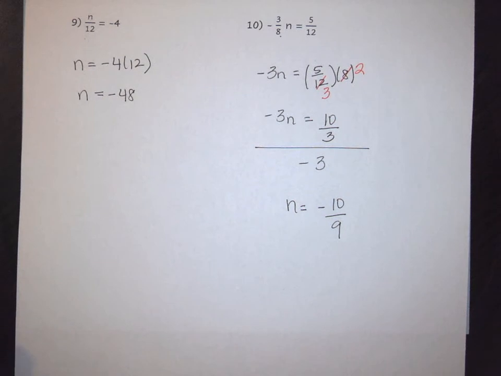So I hope that helped explain what it means to solve linear equations using a single one-step equation. Again, remember, you want to isolate the variable on one side of your equation and move all of your numbers or constants over to the other.